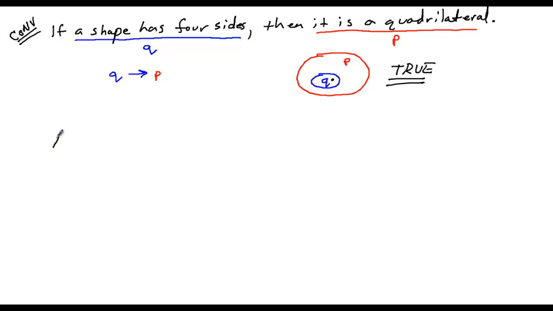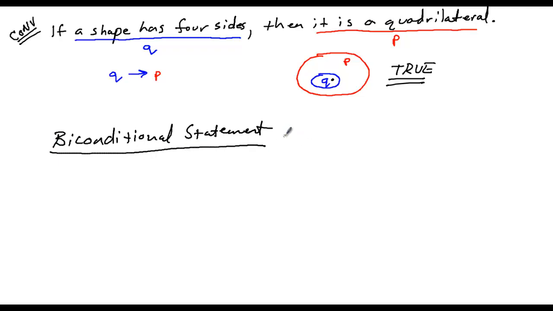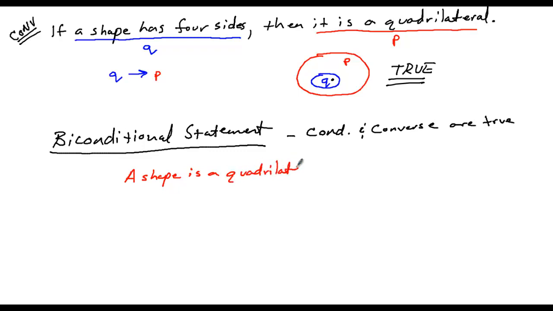And we can write something called a biconditional statement. A biconditional statement is just when the conditional and the converse are true. Okay, and it's real simple to write. We write: a shape is a quadrilateral if and only if it has four sides.